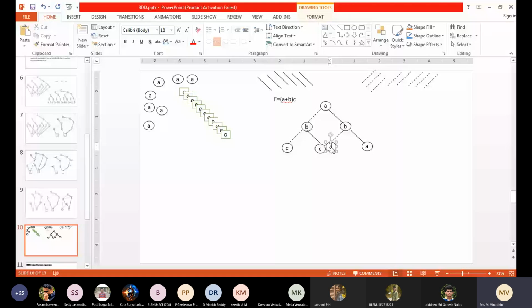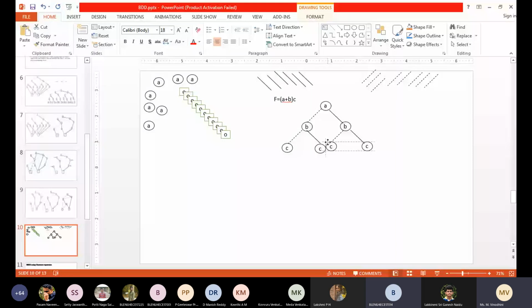Sai Krishna, how many leaf nodes will be there? Yeah, F is equal to A plus B into C. Eight, ma'am. Okay, Sai Krishna. Thank you.